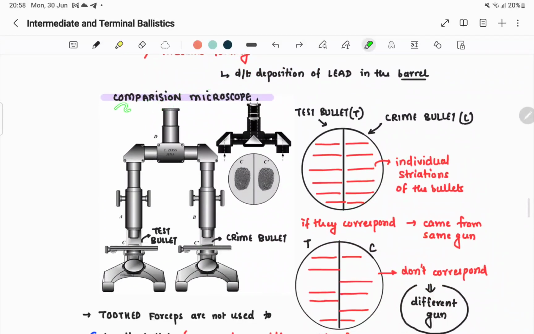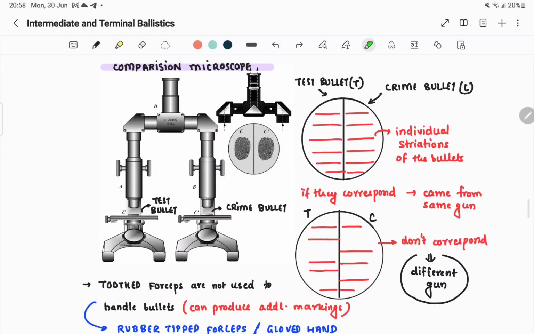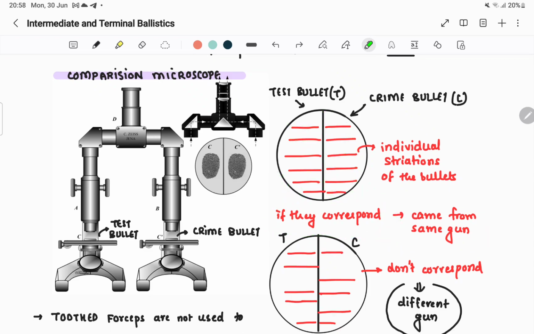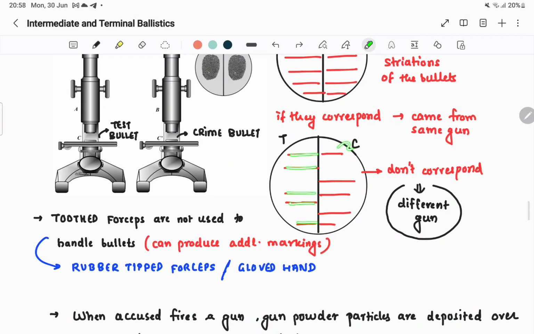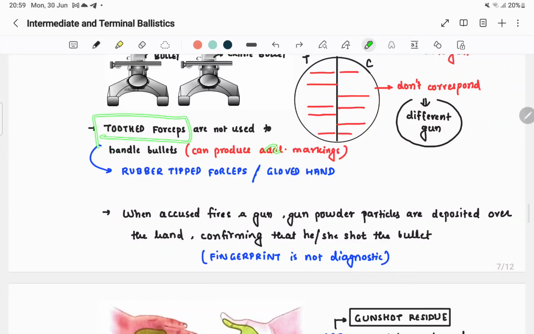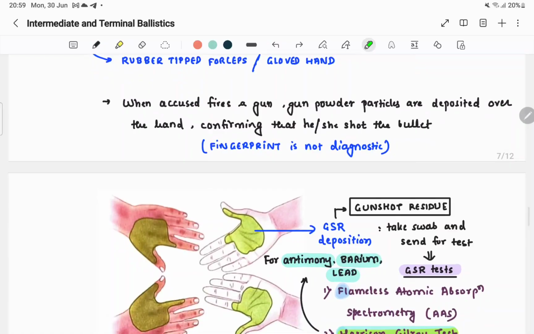Done. Okay. The comparison microscope is basically a complex device for determining the striations. This is a test bullet having this type of riflings or primary markings, and the crime bullet is having these types. Are they matching? Yes, they can match. So if they correspond, they have come from the same gun. And if the markings are like this and the crime bullet like this and do not correspond, it is a different gun, and the accused is free, okay. Tooth forceps are not used to handle a bullet because they can produce additional striations, right? So rubber tipped forceps are used to hold the bullet, okay.